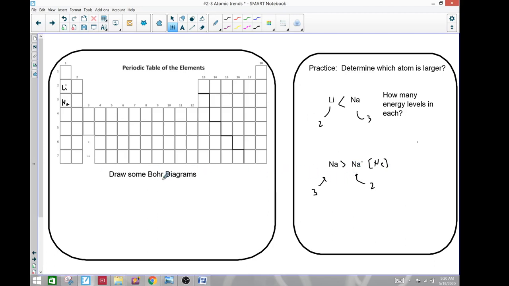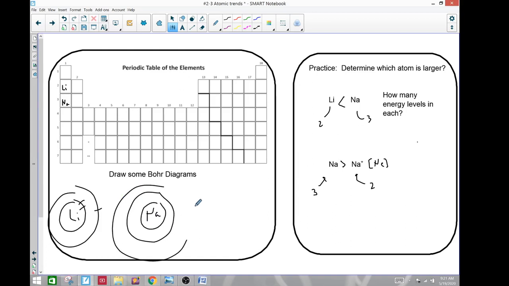You could draw some Bohr diagrams of these things. Let's say, for example, the lithium. Lithium, you can see this more visually, has 2 energy levels and 1, 2, 3 electrons. Sodium has 3 energy levels and 1, 2, 3, 4, 5, 6, 7, 8, 9, 10, 11 electrons. Na plus would lose this electron, just exposing this inner ring, and therefore would just be like this.